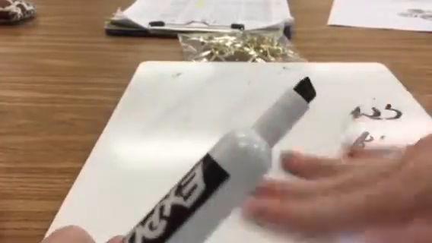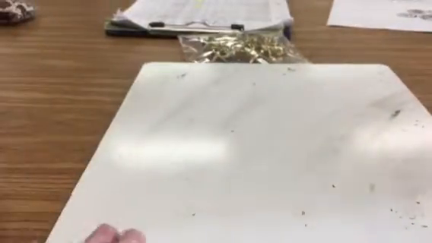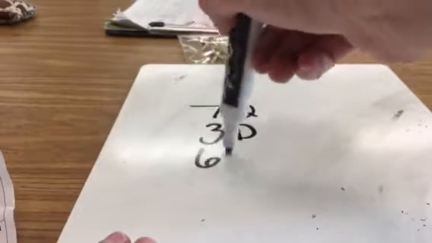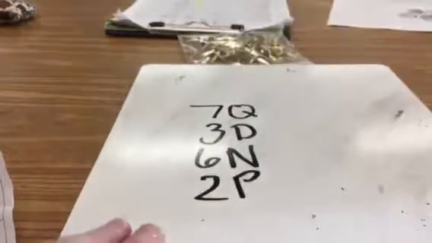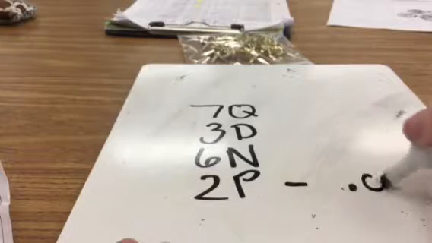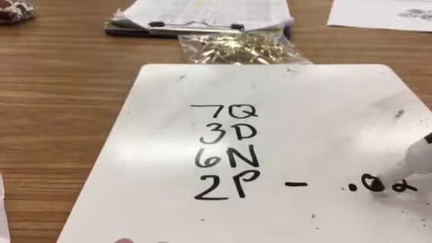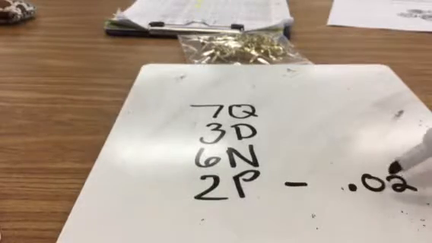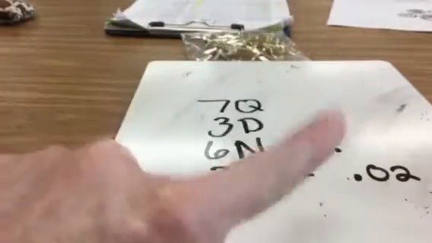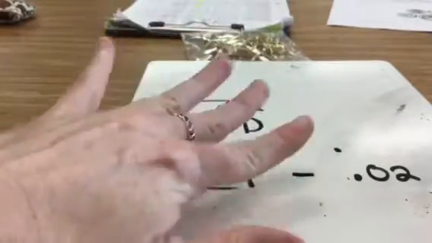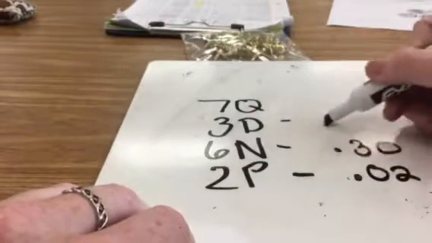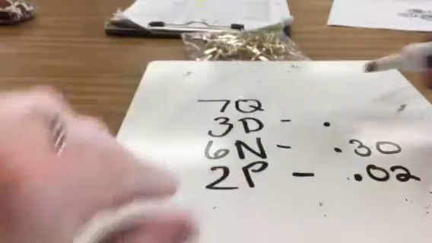Okay, number 3, money. We're going to write down what it tells us. We have 7 quarters, 3 dimes, 6 nickels, 2 pennies, and we want to know how much money. I'm going to start with the easy stuff. 2 pennies is 2 cents. Remember that 0 has to be in there because that's the tens. I don't have any. 6 nickels: 1 nickel is 5, so I'm going to count by 5s: 5, 10, 15, 20, 25, 30. 3 dimes: 1 dime is 10, so 10, 20, 30.